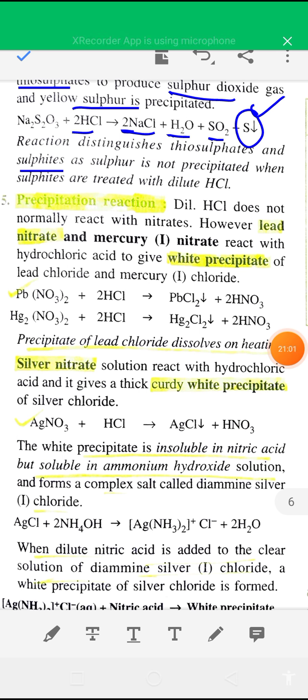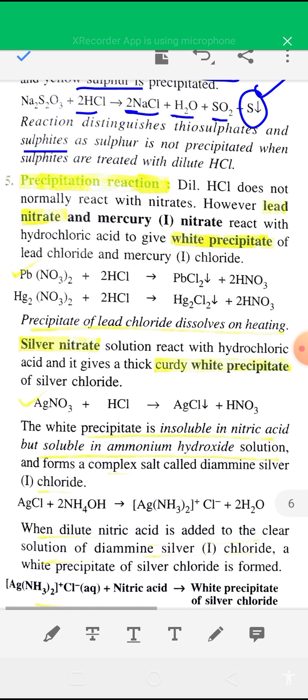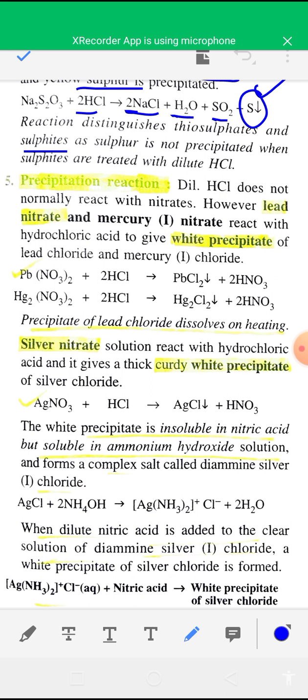Precipitation reaction: when dilute hydrochloric acid is treated with lead nitrate or mercury nitrate, you will get a white precipitate due to formation of lead chloride or mercury chloride, and nitric acid will be produced. So when Pb(NO3)2 reacts with HCl, you will get PbCl2 and HNO3, a white precipitate of PbCl2. And this white precipitate of lead chloride dissolves on heating.